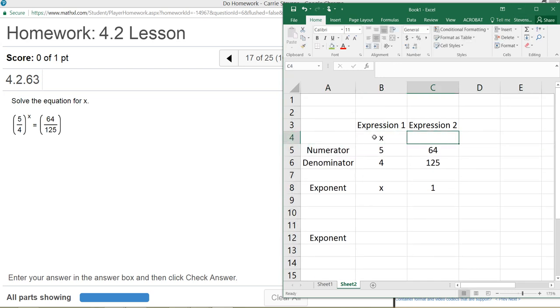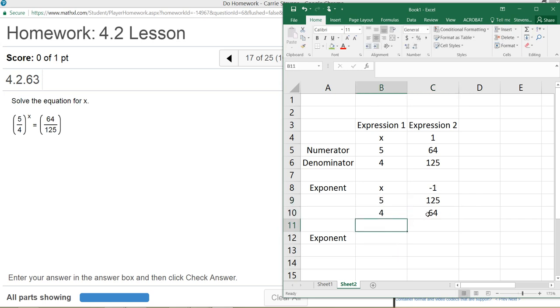Then we're going to change it so that it looks to me like 5 could be the base of 125. So I'm going to flip this fraction by changing the exponent on that expression to -1. Then I will have the 125 on top and the 64 on the bottom. And I haven't done anything to my left-hand side.